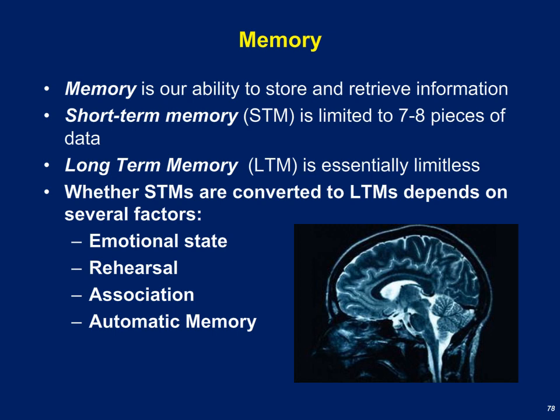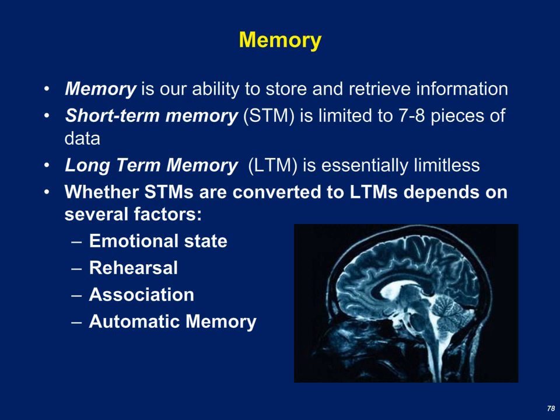First of all, our emotional state. If we're emotionally invested or aroused by a particular stimulus, we're more likely to remember it. For example, if you get attacked by somebody wielding a gun or a knife or something like that, you're more likely to remember the features of that person, their facial features, because it's associated with a very powerful emotion.